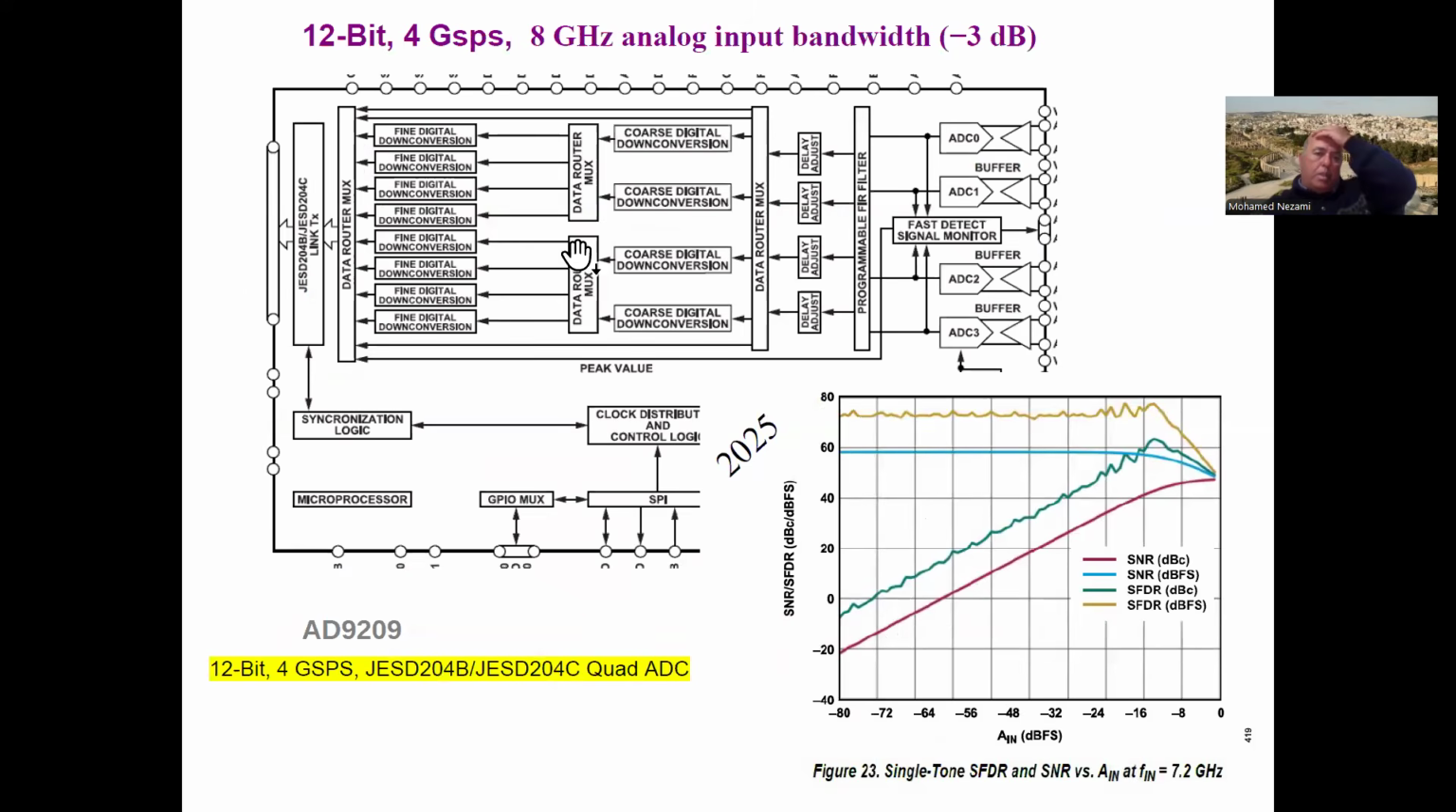Another one in here is this device. This is 4 gigasamples per second, and the 3 dB bandwidth is 8 gigahertz. So this is a beautiful one. And this is from ADI, Analog Devices.